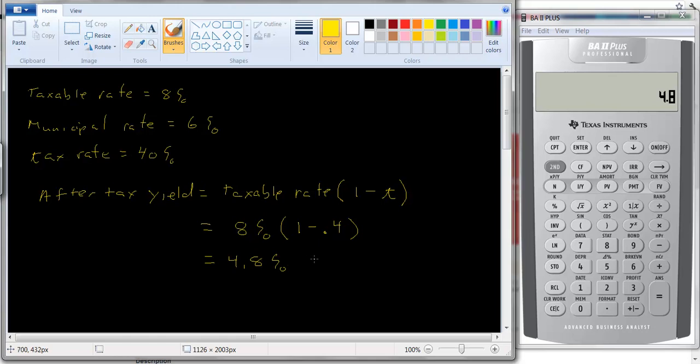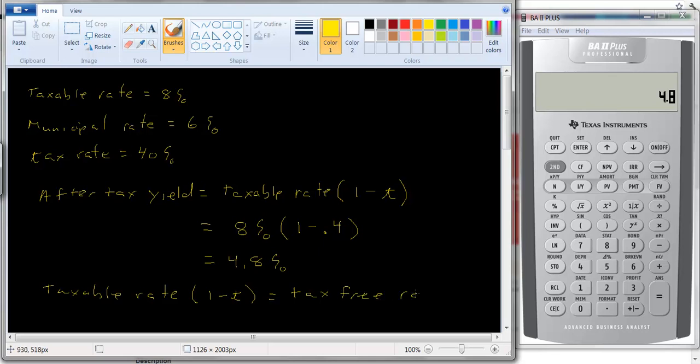Now, one question we might ask ourselves is, who should buy the taxable bond and who should buy the municipal bond? What we're really asking ourselves is, at what tax rate are the two returns equal? So how can we do that? Let's set these two equal to each other. So we would write this down. The taxable rate times 1 minus the tax rate should equal the tax-free rate.